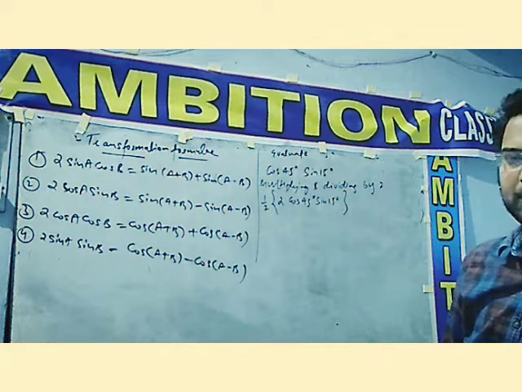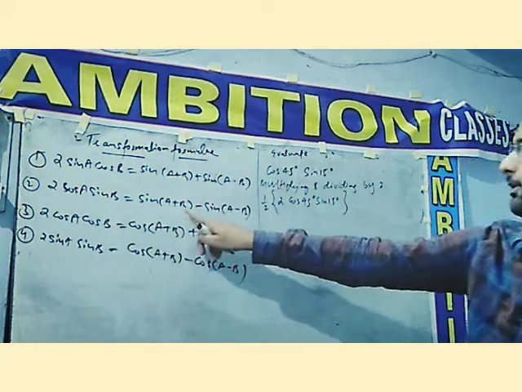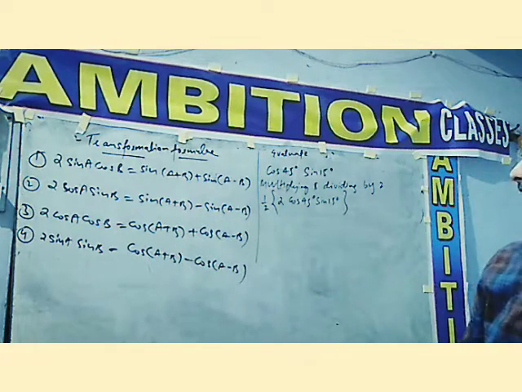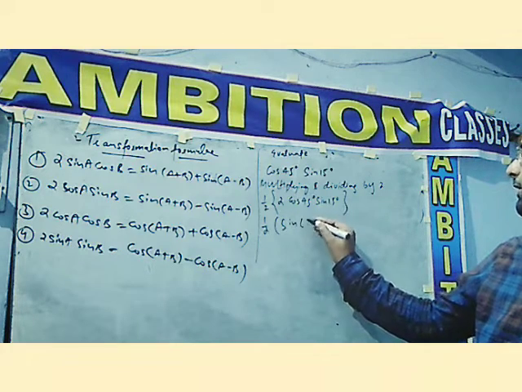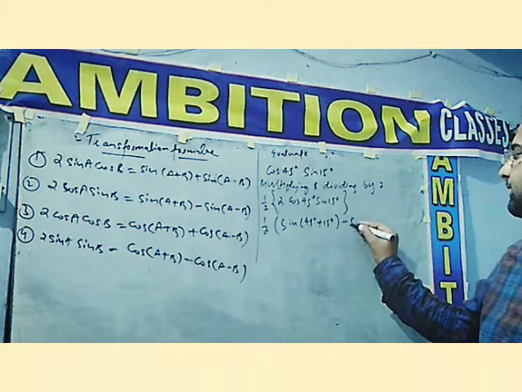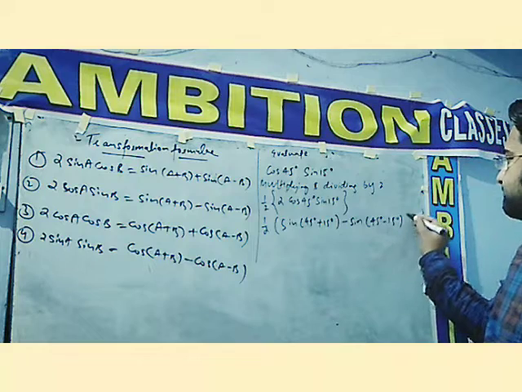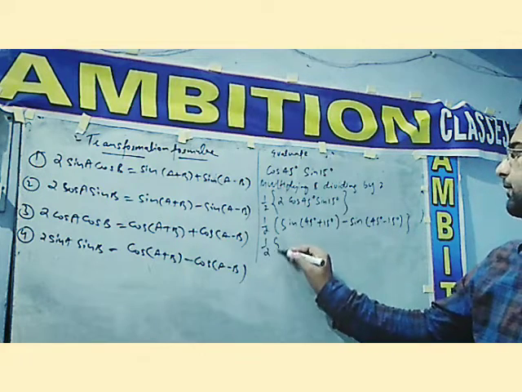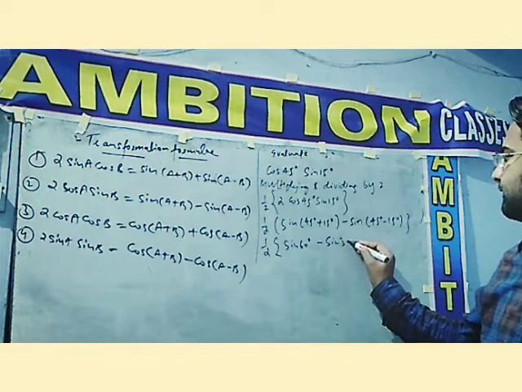So let's see what formula we have for 2 cos A sin B. 2 cos A sin B is given by the formula sin(A+B) minus sin(A-B). So let's apply this formula. Sin(A+B) means sin(45+15) degrees, minus sin(A-B), sin(45-15) degrees. So it becomes sin 60 degrees minus sin 30 degrees.